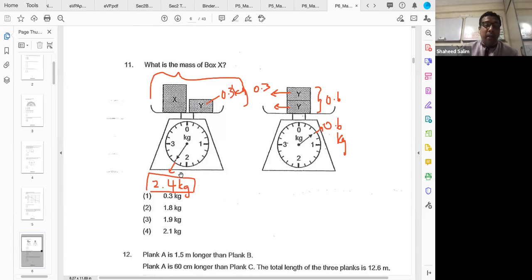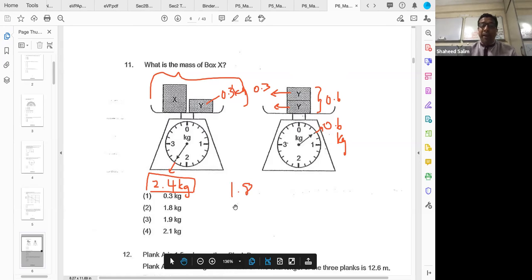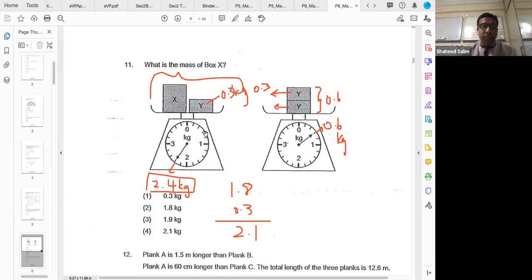You said the answer is 2. Akil, look. 1.8 plus 0.3. Izzat also says 2. 1.8 plus 0.3 is 2.1, and you don't get 2.4. This one is 2.4. So plus what? Let's say we take 4. 2.1 plus 0.3. You add together, you get 2.4. Correct?